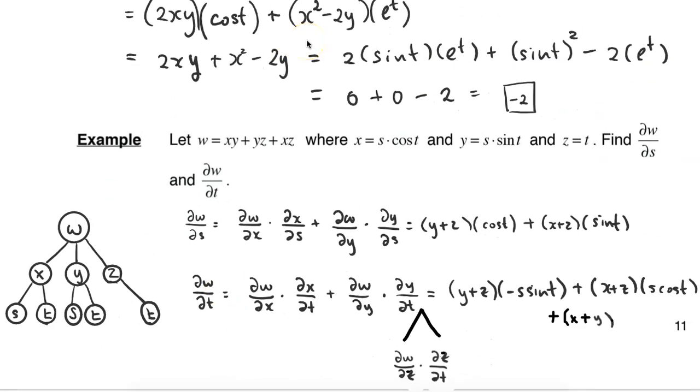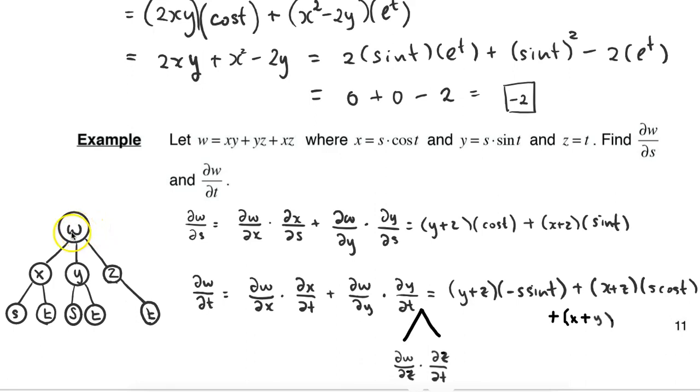So here's an example with a function w of 3 variables x, y, and z. So the dependency graph would start with w, and it would have 3 branches to x, y, z. Then x is a function of s and t, y as well, and z is a function of t only. So x would have branches to s and t, y as well, z would only have one branch to t, and that can help us find partial w, partial s.